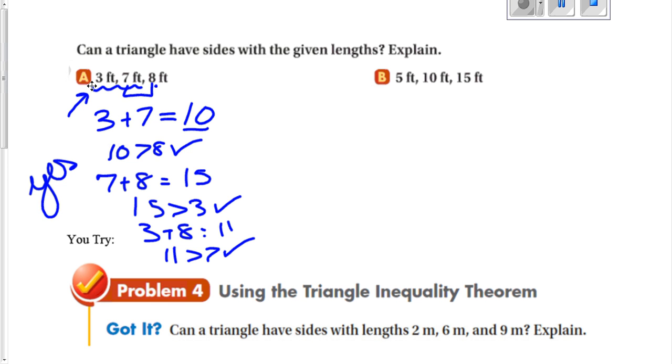Okay, let's take a look at the next example. All right, 5 plus 10 is 15. Is 15 greater than 15? No. Okay, so right away I can tell it's not going to work.